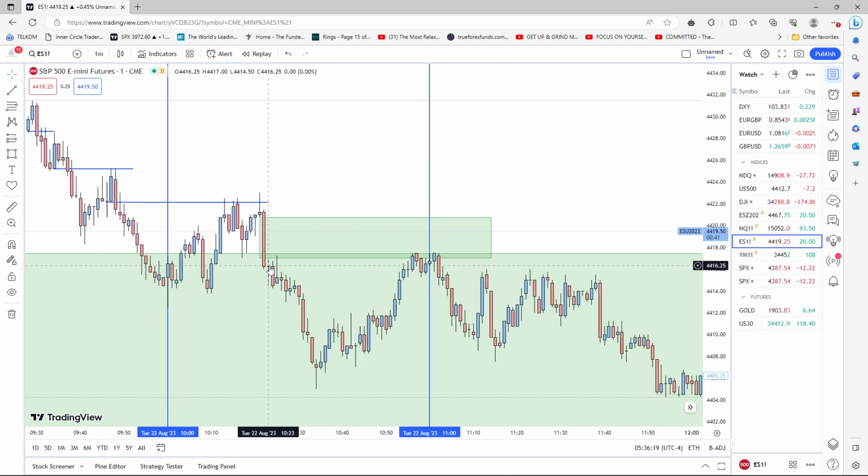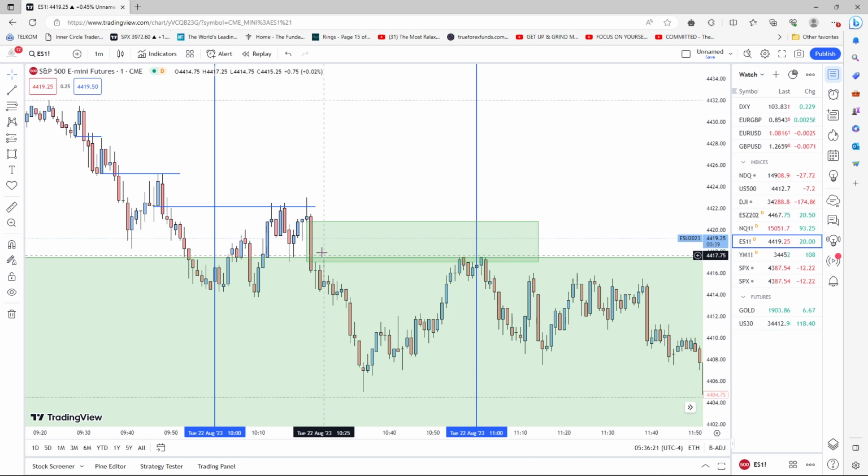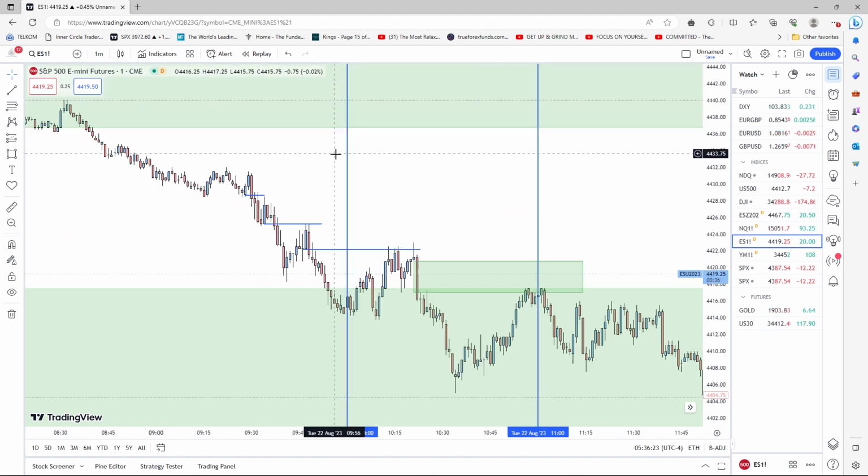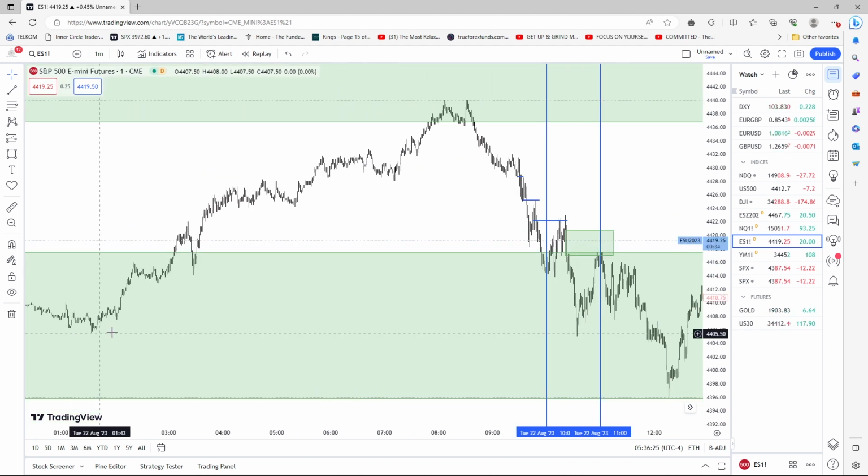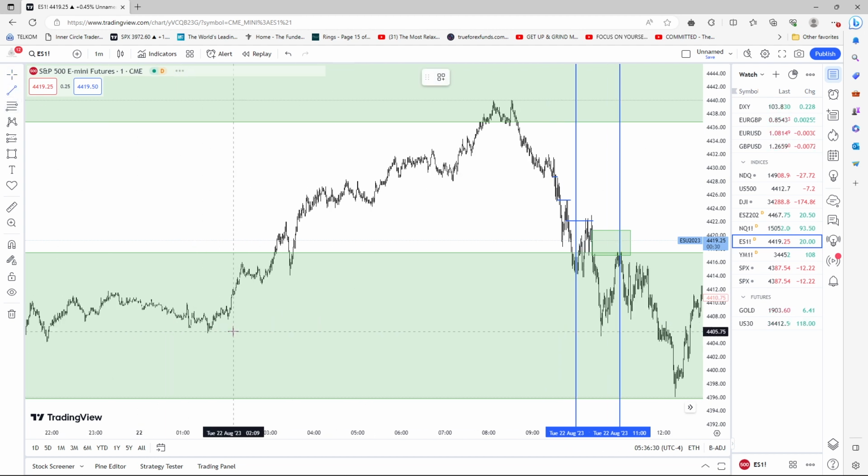This gap over here, I like this gap over here. And then we can target these lows. These are equal lows. You can target them, these ones.